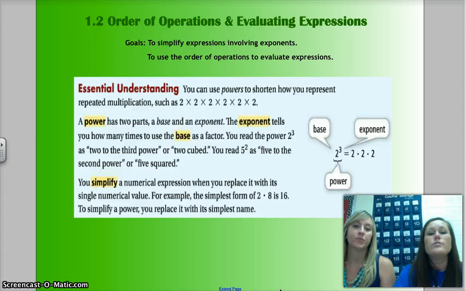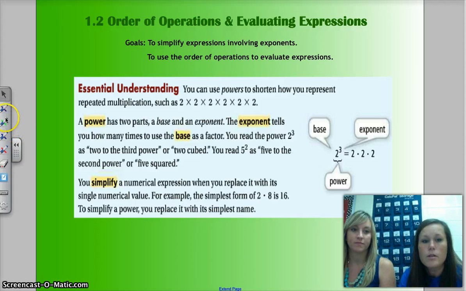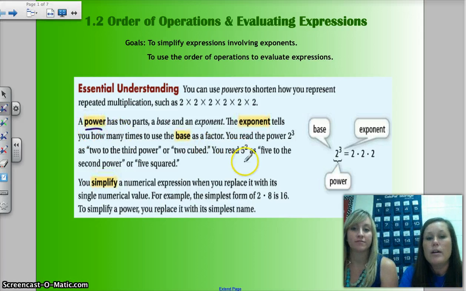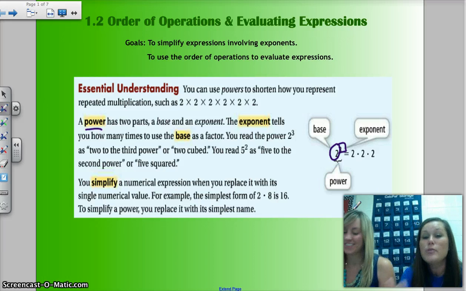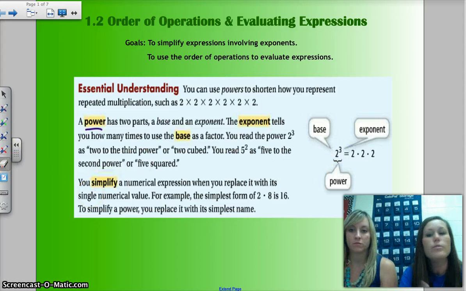All right, let's go. We are talking about powers, exponents, and bases here. A power has two parts, a base and an exponent. The base is the big number. The exponent is the little teeny tiny number out to the side, and it tells you how many times the base is being multiplied. For example, 2 to the third power means 2 times 2 times 2. It's a no-brainer. We've been doing this since 6th grade.